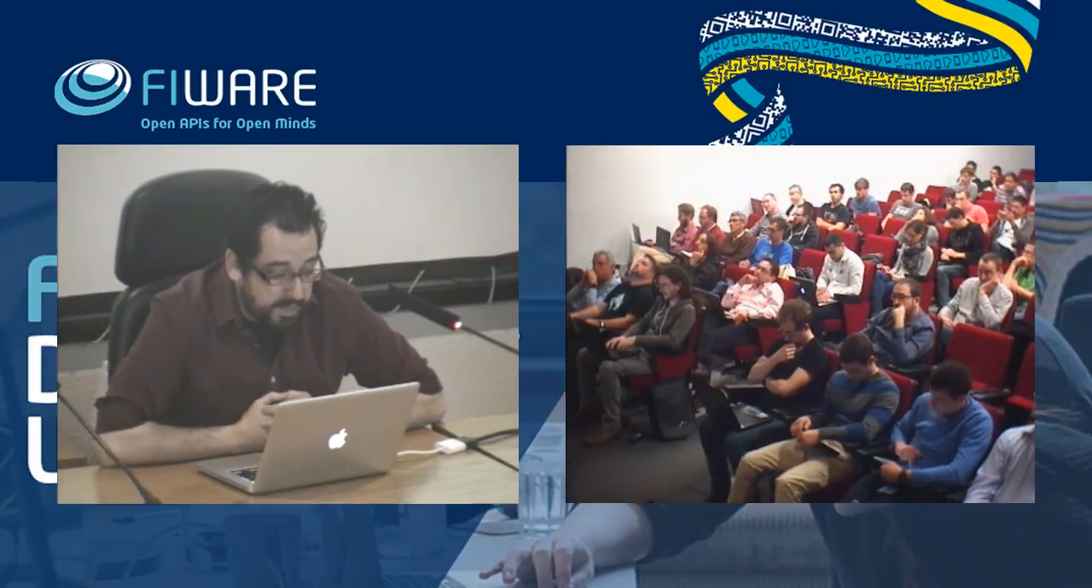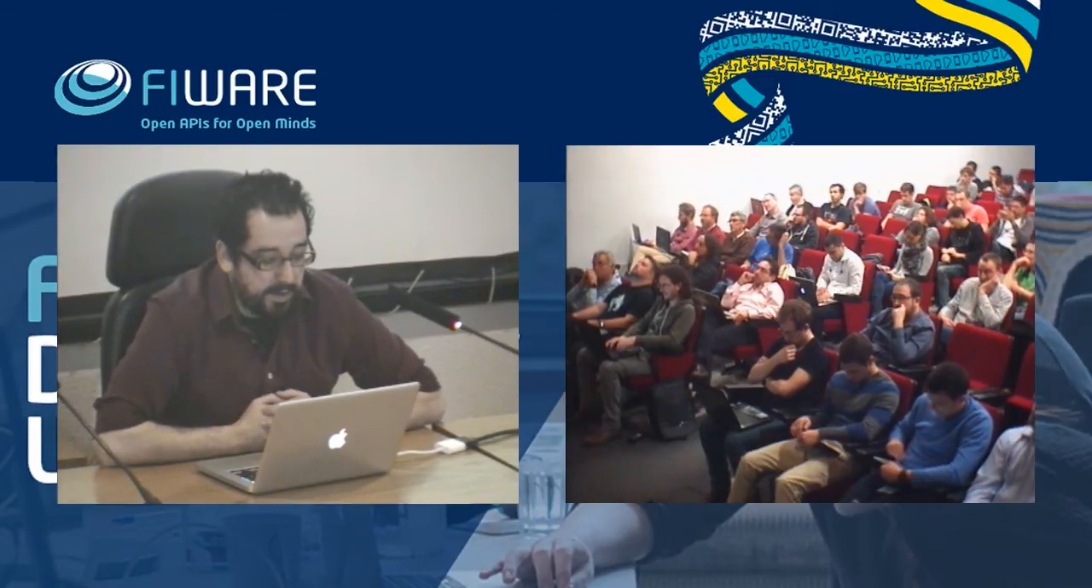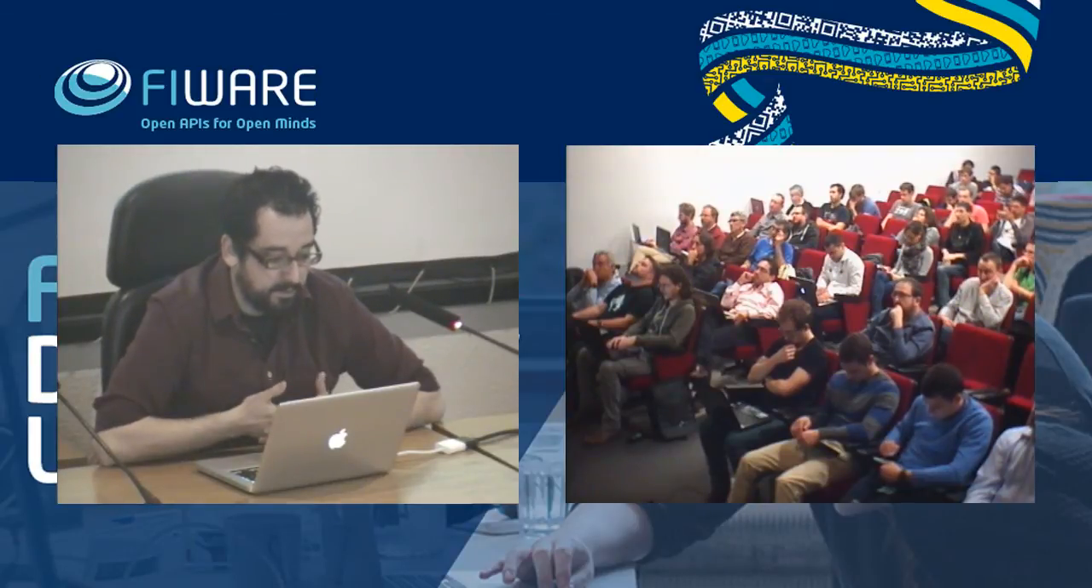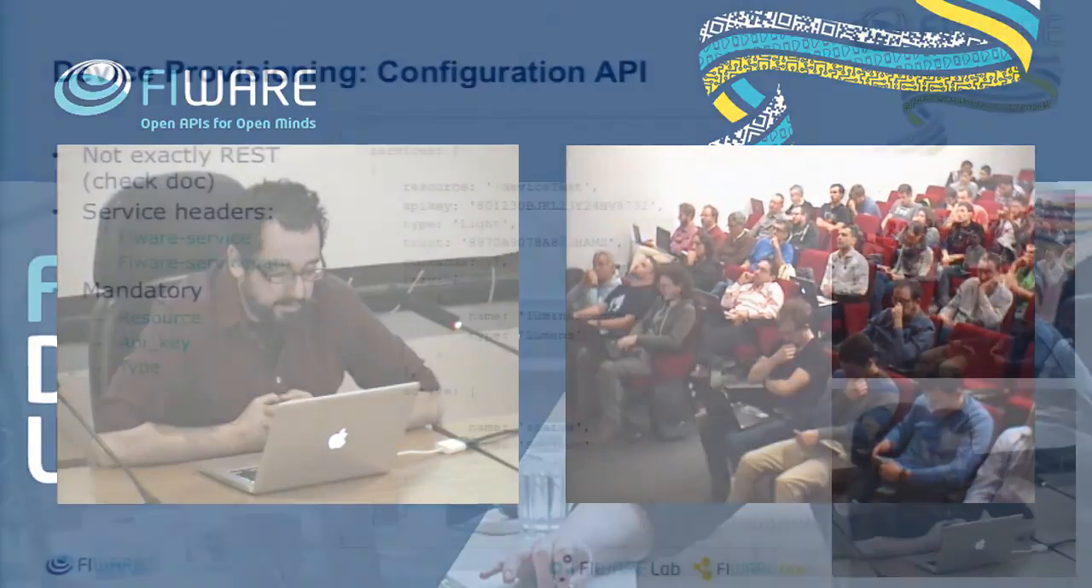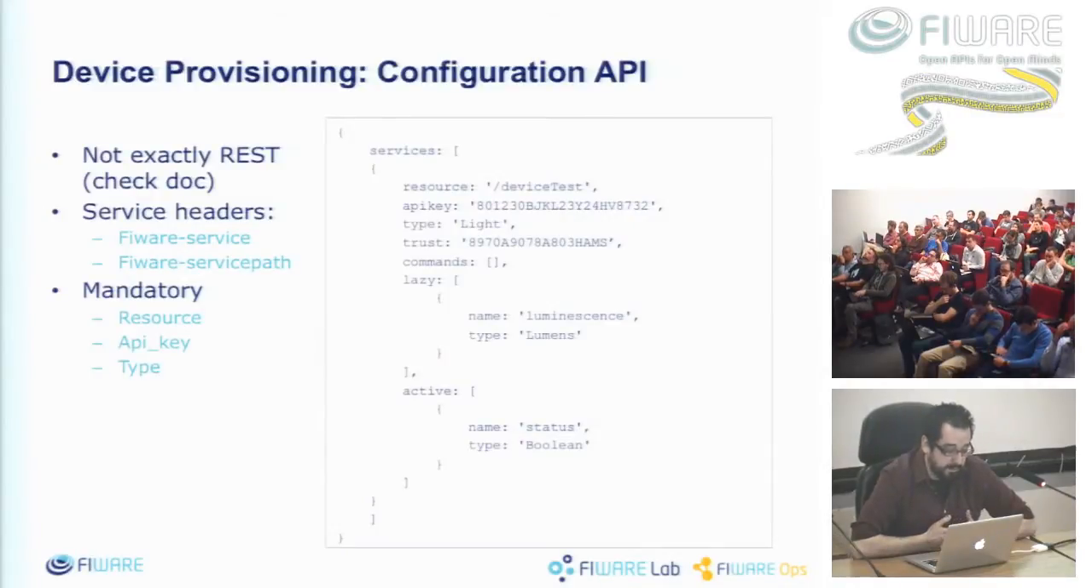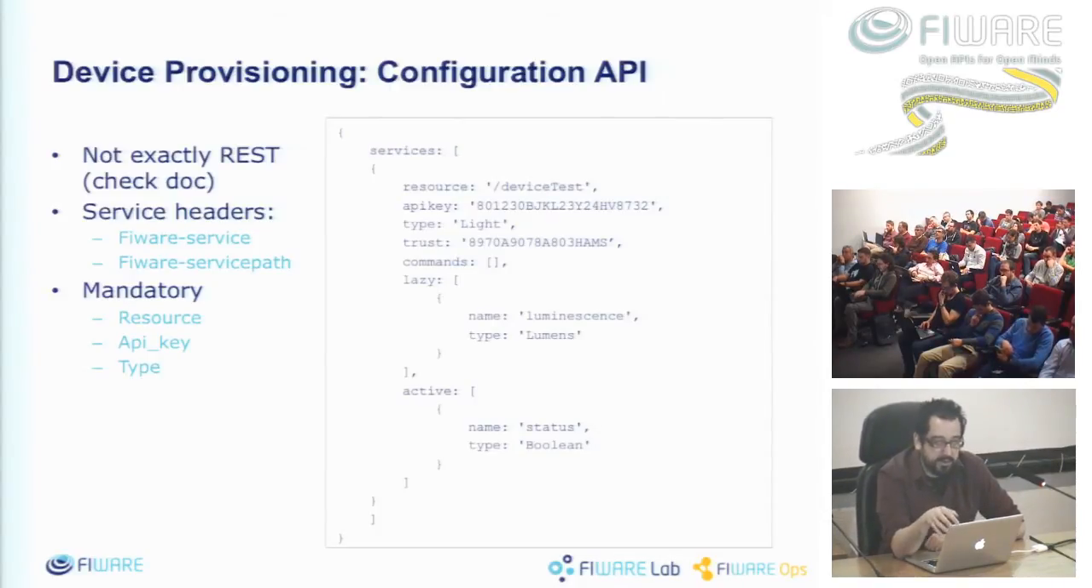The second device provisioning API provided by the IoT agents is the configuration API, that gives you the ability, or the feature, of grouping multiple devices in order to let them share API keys, trust, and this kind of information, and to get rid of the burden of having to pre-register every device that you want to connect in the system.